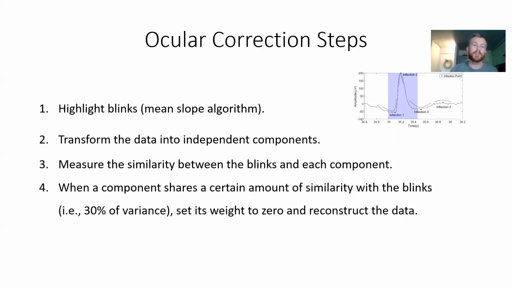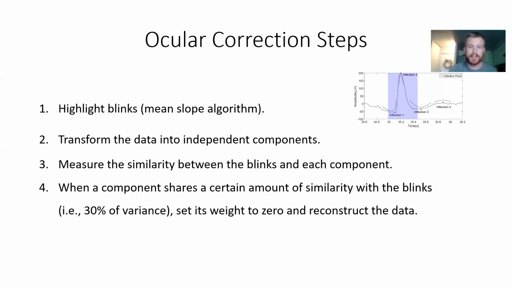Okay, so in order to describe the process in a little more detail though, I'll go through the 4 steps that we're actually going to do in the BVA. So the first one is that we look at all of our data and we highlight the blinks. So you can see here on the right, this is what a blink looks like, and we're going to use some characteristic about the nature of blinks, the fact that they go up really quickly. We're going to use that to figure out where in our data we should look.